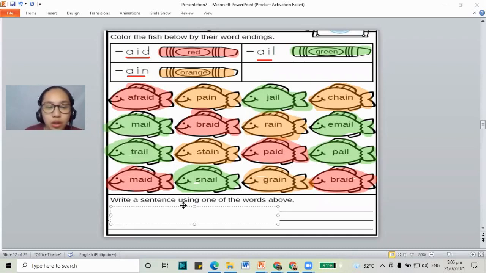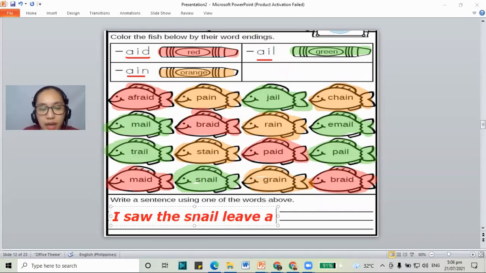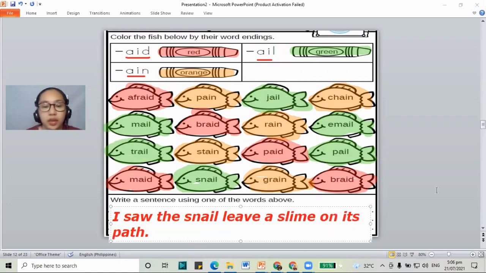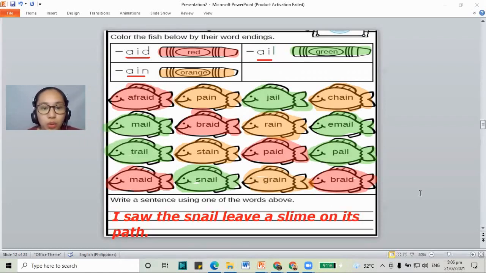For example, I saw the snail leave a slime on its path. That's my word. I use the word snail, and it's an ale word. How about you do your work also? Color your words, pause the video, and also make your sentence. Are you done? Let's move to the next work.